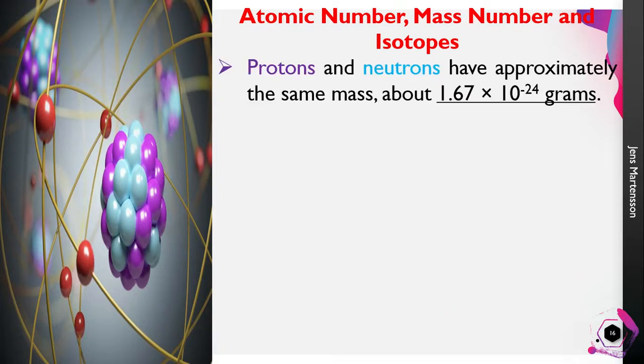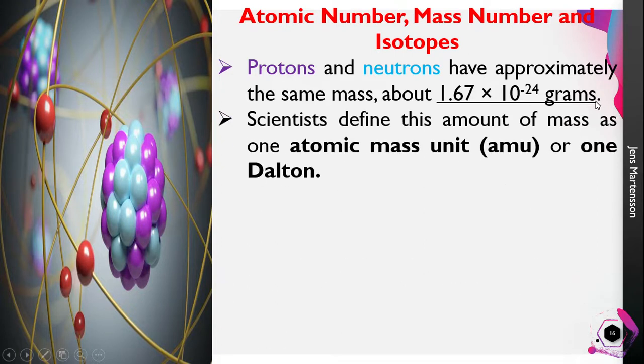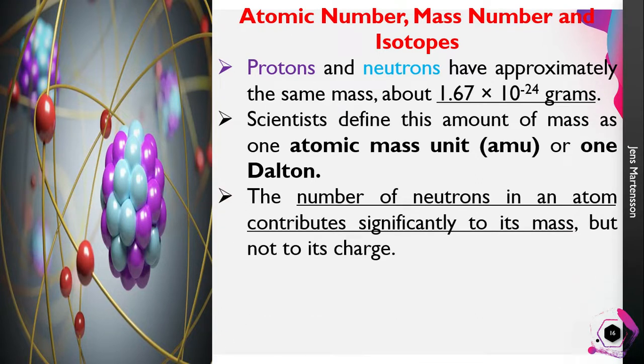Let's talk about them. Protons and neutrons again, as what I have said kanina, have approximately the same mass, about 1.67 by 10 raised to the power of negative 24 grams. Okay? So scientists define this amount of mass as 1 atomic mass unit or 1 Dalton. So ang mass sa kada isa ka neutron o proton is considered as 1 atomic mass unit or 1 Dalton. So again, the number of neutrons in an atom contributes significantly to its mass.